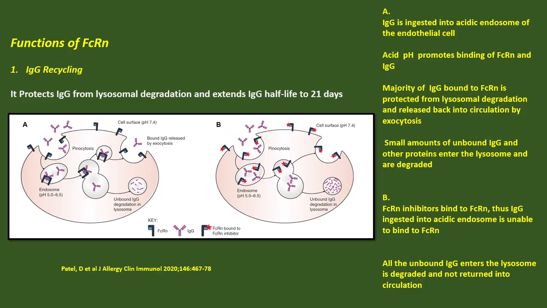In figure B, FcRn inhibitors bind to FcRn, and thus IgG ingested into the endosome is unable to bind to the FcRn. All the unbound IgG enters the lysosome and is degraded and is not returned into the circulation.